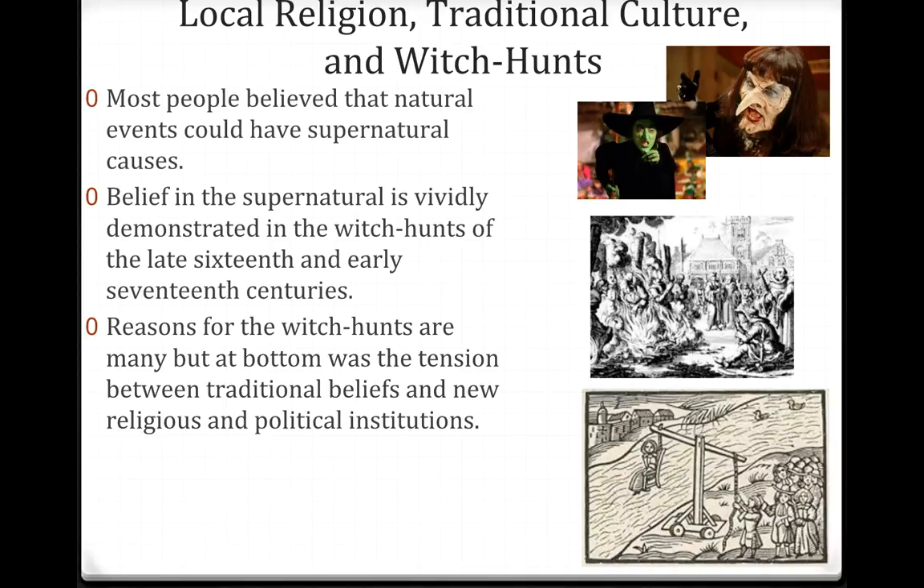So let's talk about some local tradition and religions, and apparently that includes burning witches. European concepts of the natural world were derived from both religion and folk customs. Most people believed that natural events could have supernatural causes. Belief in the supernatural is vividly demonstrated in the witch hunts of the late 16th and early 17th centuries. In the witch hunts, over 100,000 people, 75% of them women, FYI, were tried, and about half of them were actually executed on charges of witchcraft. Often they were burned at the stake, but sometimes they were drowned in the river.